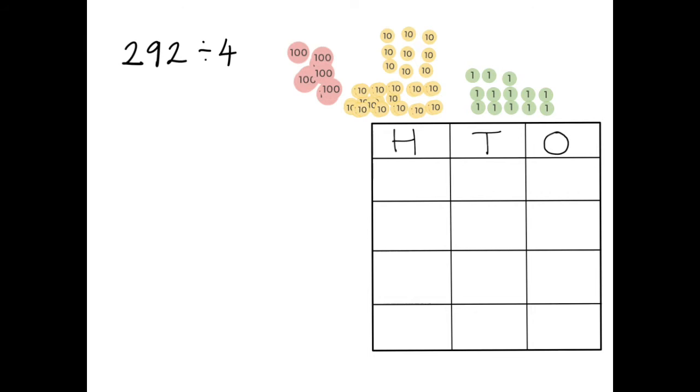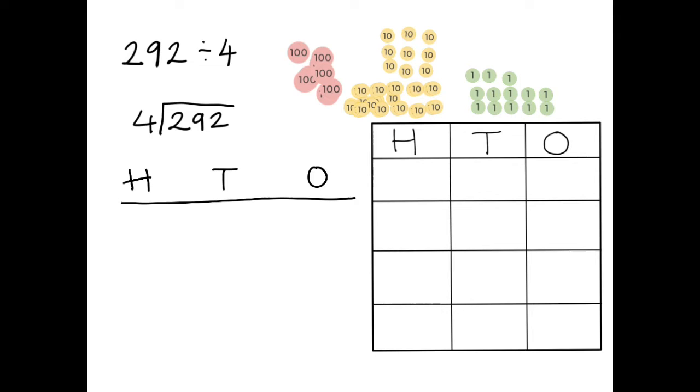So let's take 292 divided by 4. I have my place value counters and a place value chart. I'm also going to write 292 in the standard written format, or the bus stop format, and we will complete that as we go alongside the place value method. Next, I'm going to actually make the number using the counters. Before I do that, I'm going to create a quick place value chart here, and this will help me if and when I have to do some regrouping.